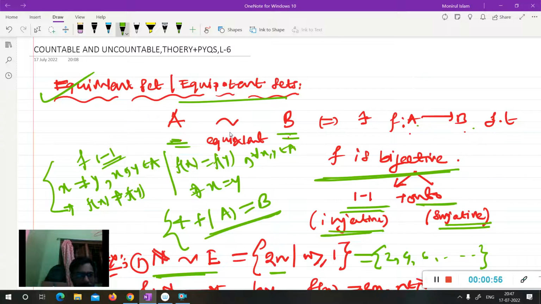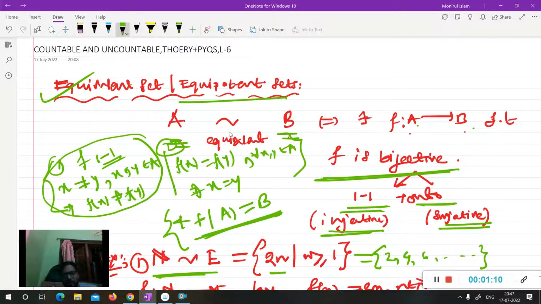Injective means that if x is not equal to y, then f(x) is not equal to f(y), or if f(x) equals f(y), this will give x equal to y. Either of these two conditions holds. And if you want ontoness, then the range will be f(A) equal to B, that is, the range equals the codomain.